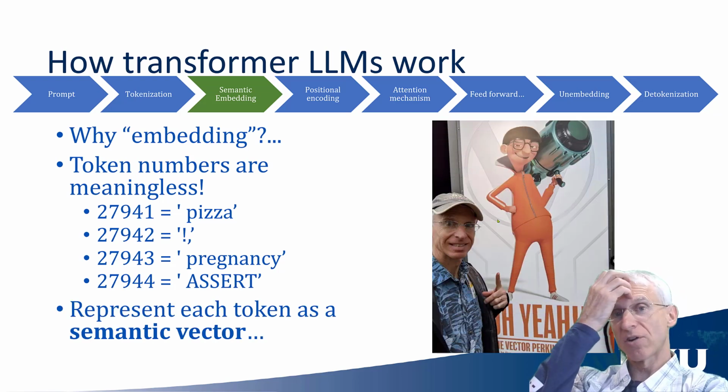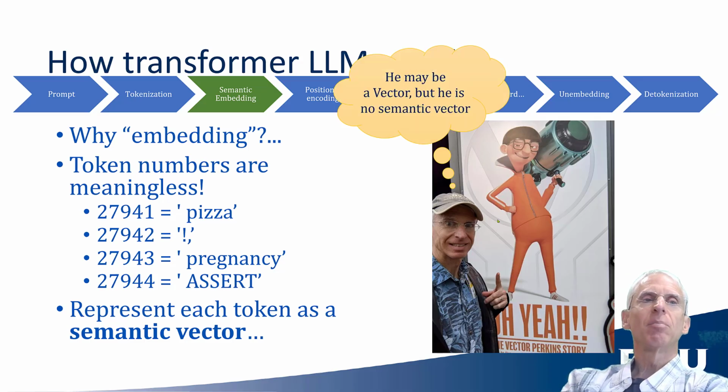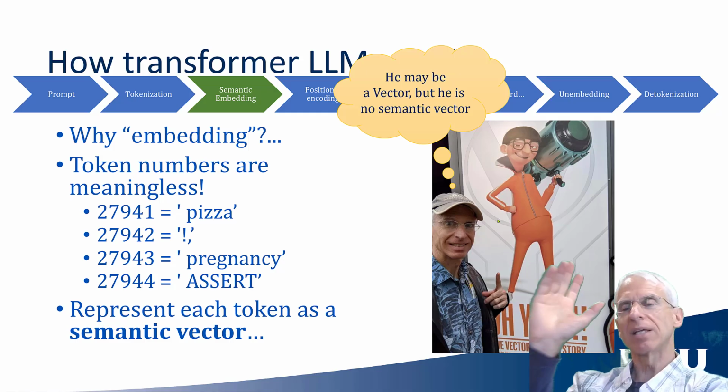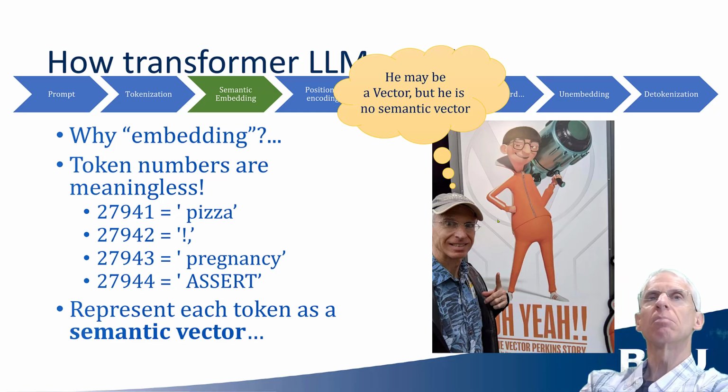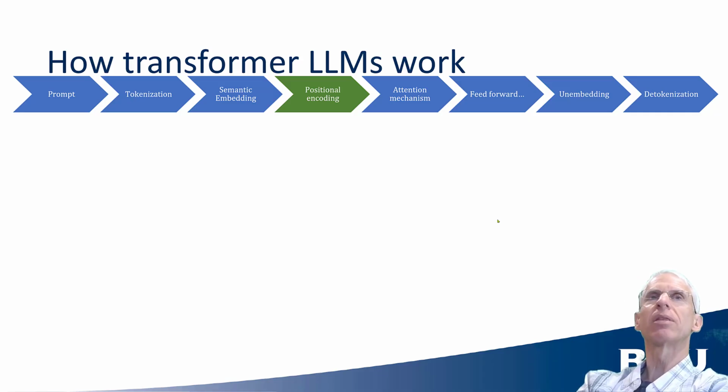So what we do is we create semantic vectors. Okay, not this vector here, that's a different vector. But we create a semantic vector, which is basically a list of numbers that represent the meaning. I'm not going to go into details of that. In my other writing, you can read more about that. Okay, positional encoding.